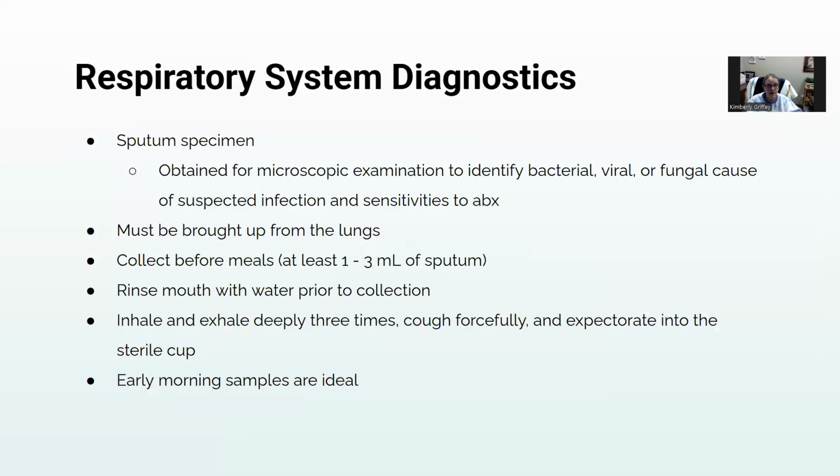A sputum specimen is going to be obtained for microscopic examination. If they suspect some type of bacterial pneumonia, they'll do a sputum specimen, or if they suspect a fungal disorder. This has to be brought up from the lungs, so you can't just gather spit from the back of their throat. It has to come from the lungs. You want to collect these before meals. And with these, you need at least 1 to 3 milliliters of sputum.